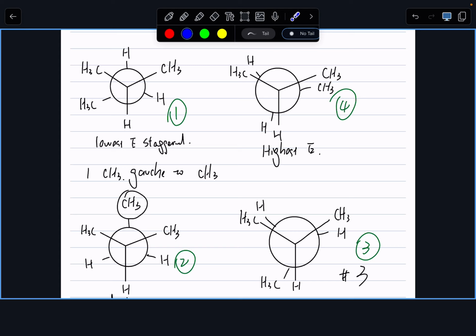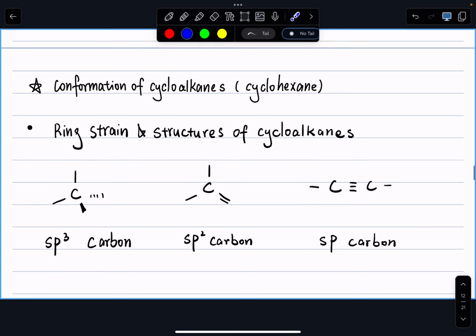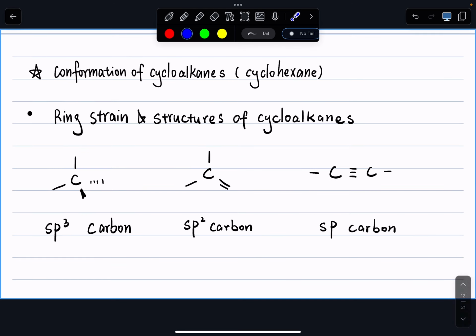We have about 10 minutes left, so I'm going to quickly introduce cycloalkanes. We'll not be able to go over cyclohexane so far, but let's go over the conformation of cycloalkanes first. We went over enough discussion on these linear molecules. They have some kind of steric restriction, but at the end of the day, they're still pretty happy.